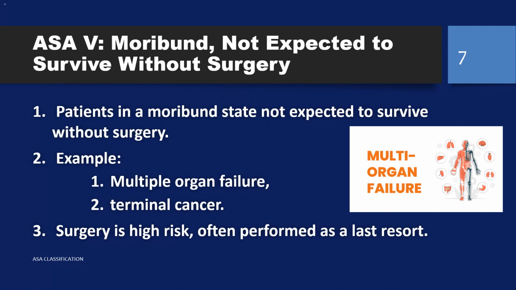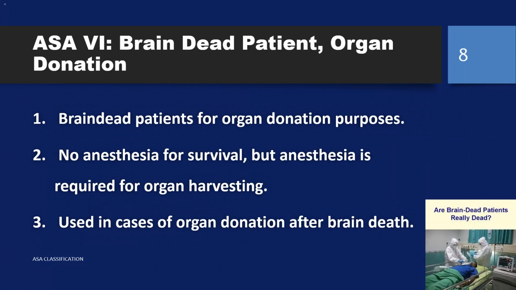Careful consideration. Anesthesia care requires careful consideration of the patient's condition and the potential risks and benefits of surgery. ASA 5 patients are critically ill and require careful consideration and management due to their high-risk status and the potential for poor outcomes. ASA 6. Brain dead patient, organ donation.